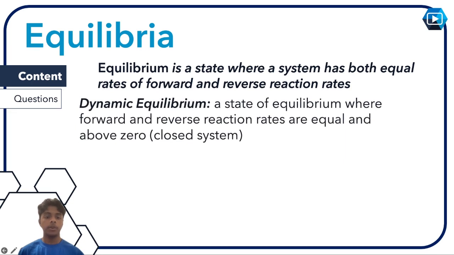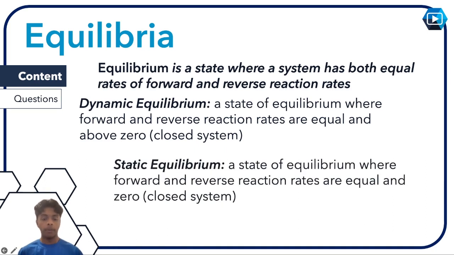So dynamic equilibrium is a state of equilibrium where the forward and reverse reaction rates are equal and above zero, or you can ideally say non-zero values. As per the core definition of a chemical equilibrium, the forward and reverse reaction rates are equal, but the defining feature is that these reaction rates are non-zero, so they're above zero.